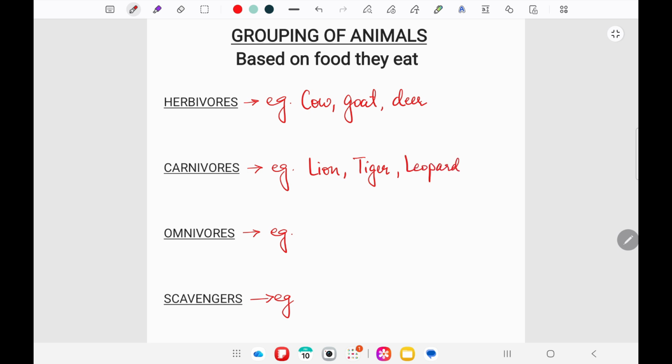The next group are those animals which depend both on plants as well as animals for their food. They are called omnivores. Examples of omnivores are we humans, the monkeys, most of the birds, etc. And the last group of animals are scavengers. They eat the flesh of dead animals. Example, vultures, hyenas, etc.